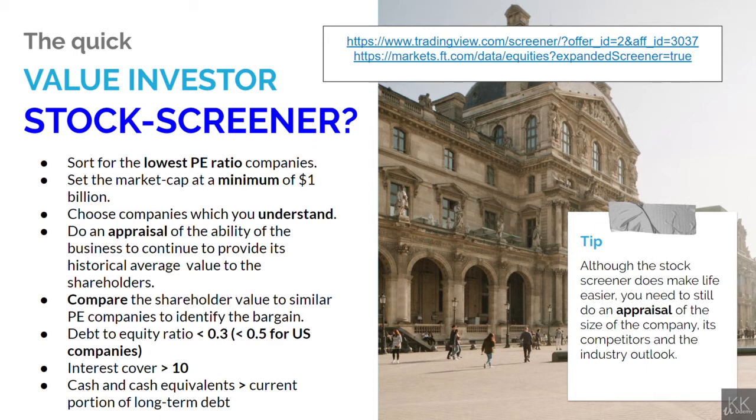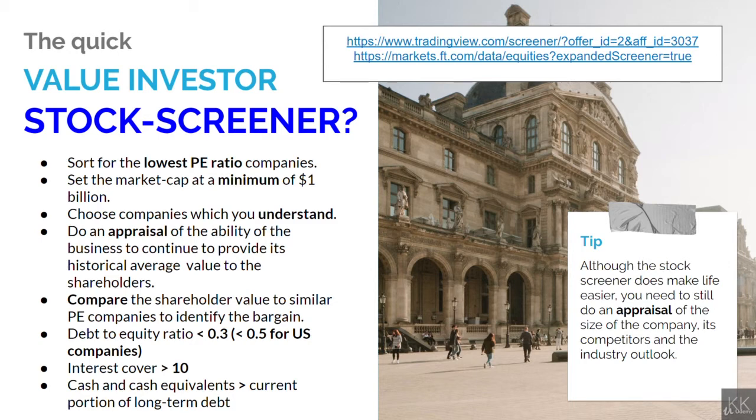We then want to go ahead and set the market cap at a minimum of $1 billion. This is to ensure that we do not invest in very volatile stocks. However, if you are interested in investing in smaller cap stocks, you can go ahead and reduce the market cap requirement. Just expect the share price to be much more volatile.